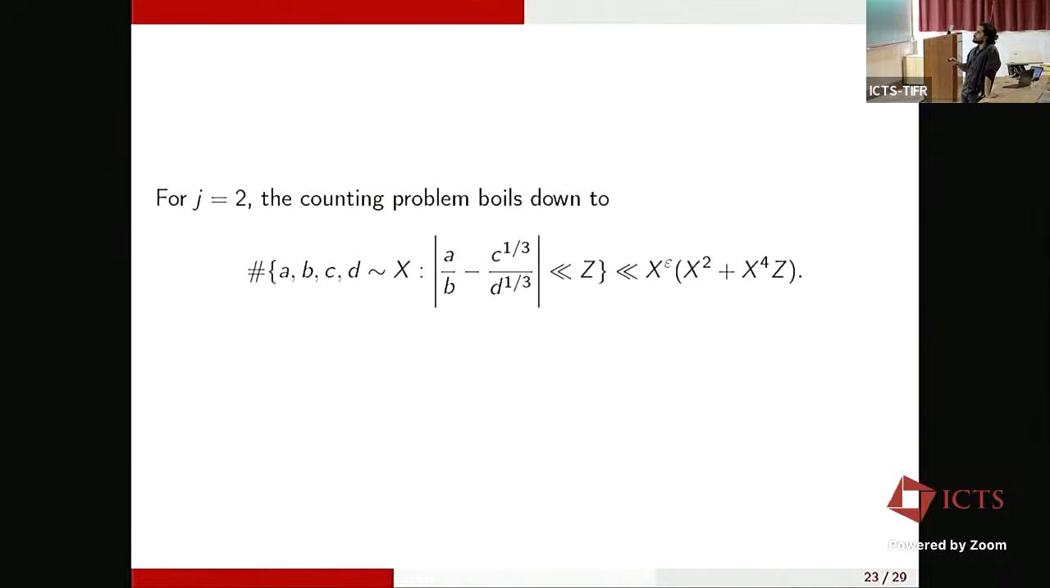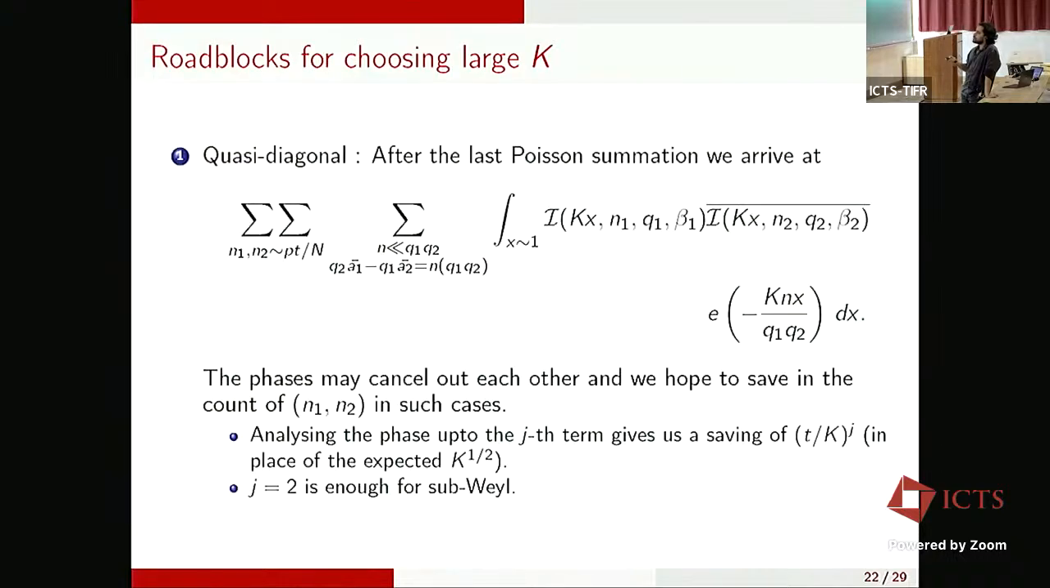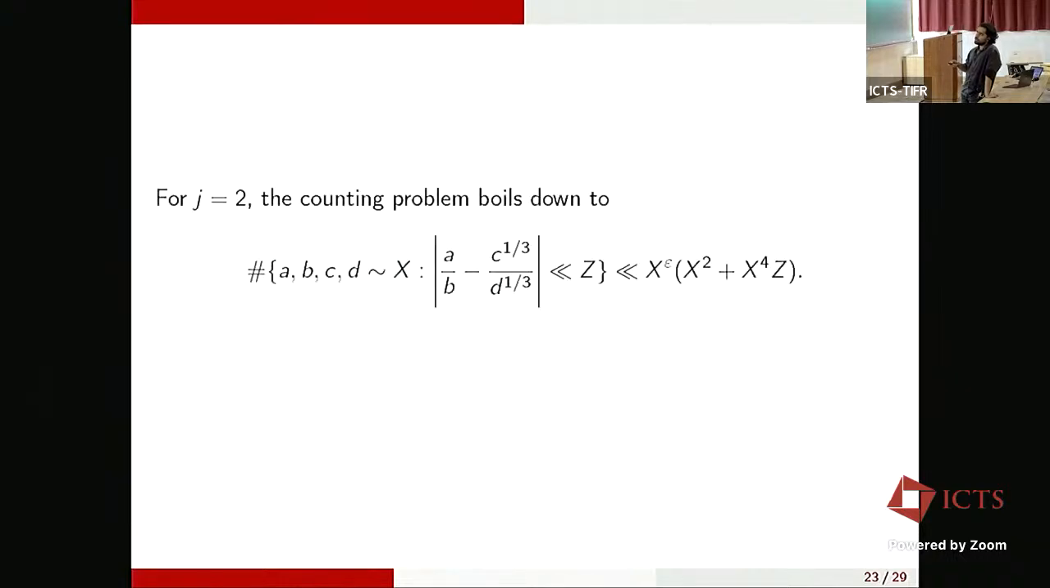So this x squared is the diagonal contribution when a and b are equal, c and d are equal, and you have the off-diagonal contribution x^4 times this quantity z. This is what we need just for Sub-Weyl. If you consider more terms here, you will get more counting problems like this. So in principle, it looks like this can still be done.